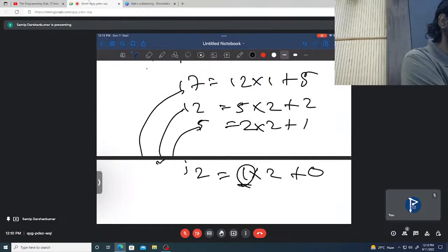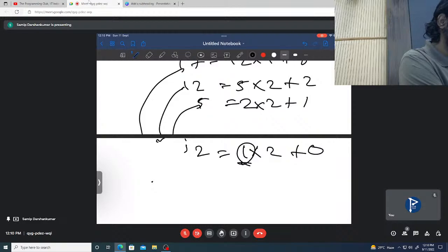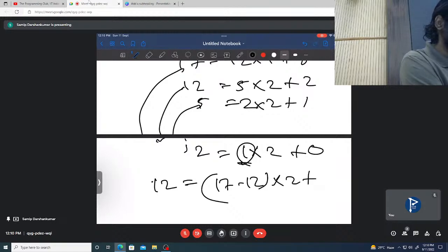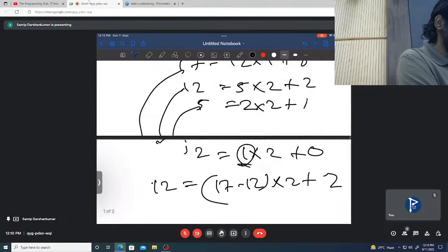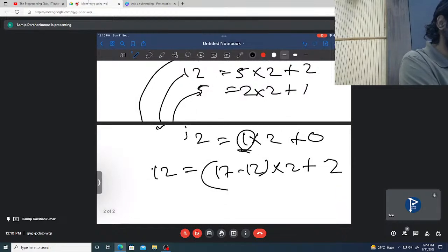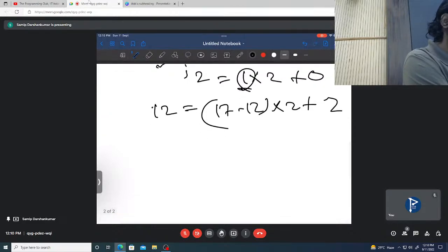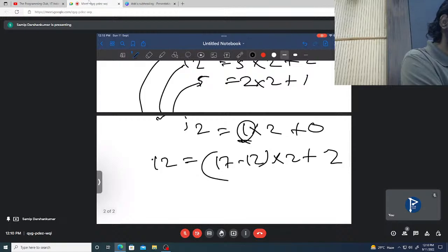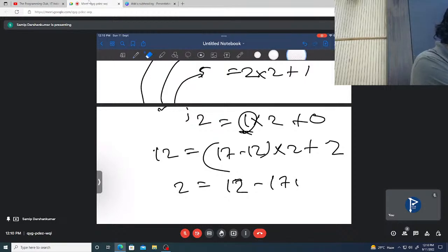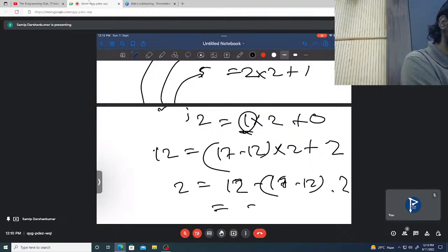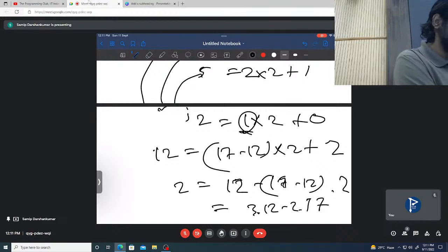Let me write 5 as 17 minus 12. So I can write 12 equals 17 minus 12 into 2, plus 2, right? And now 12 is written like this, and now 2 can be written as, wait a second, I guess I messed up a little bit. Yeah, so 2 can now be written as 12 minus 17 minus, which is equal to 3 into 12 minus 2 into 17. This is okay?